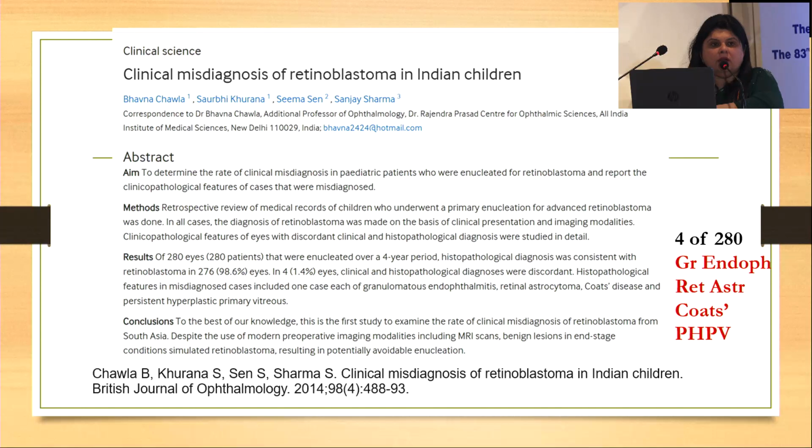But then these were all very closely simulating lesions, and all the imaging that was done in these cases was suggestive of retinoblastoma. That's why we went ahead with enucleation. But the point is that yes, we can enucleate an eye which doesn't have a retinoblastoma, and later on histopathology, we get to know it was something else.